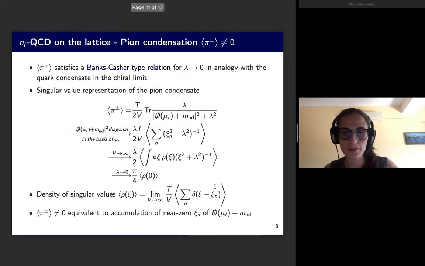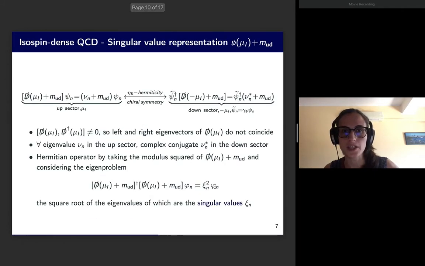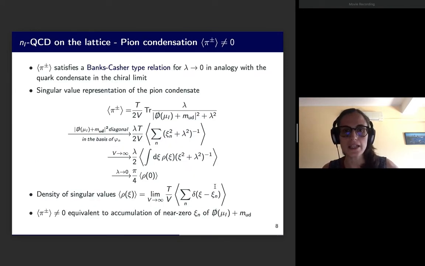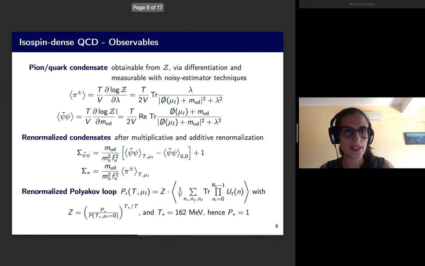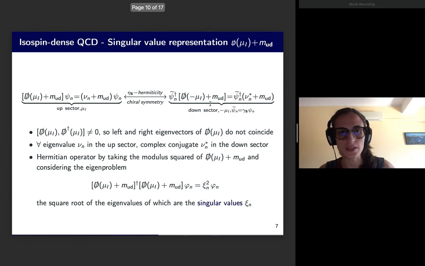Can we do something out of this singular values representation for the massive Dirac operator that we have worked out? The answer is yes. We can work out, in analogy to the construction that led to the connection between the chiral condensate and the Dirac spectral density around zero, a Banks-Kasher type relation for lambda going to zero. For that, you basically consider the singular value representation of the pion condensate. We already gave the definition of the pion condensate as the lambda derivative of the logarithm of Z, and this can then be worked out and put in this form.